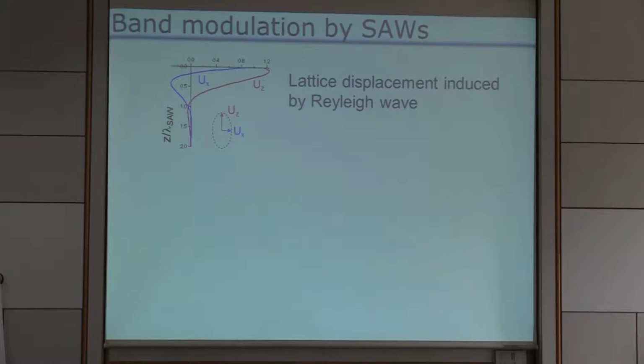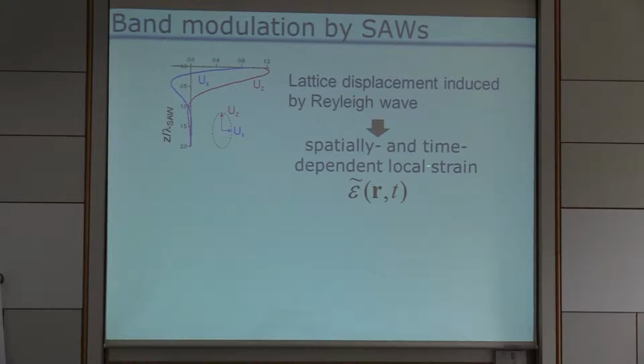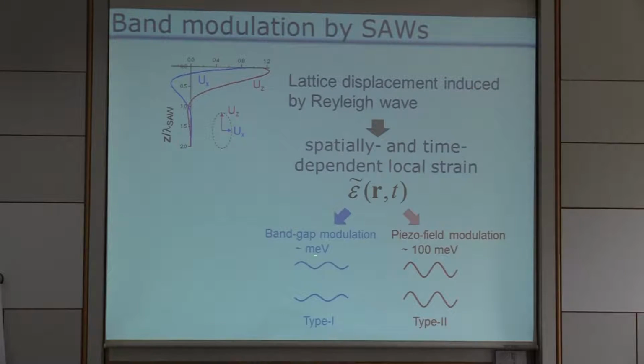In the case of the acoustic wave, this induces a spatially and time-dependent local strain. This local strain induces the local band gap modulation and the local piezoelectric field modulation. The difference is that the band gap modulation has type 1 modulation, and the piezoelectric field modulation has type 2 modulation.